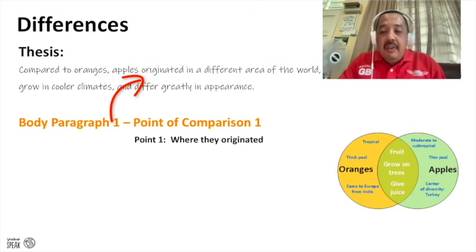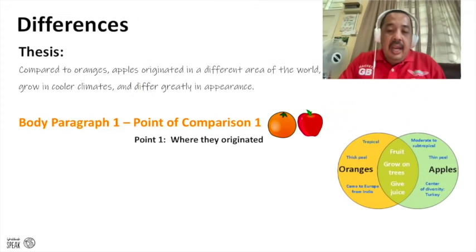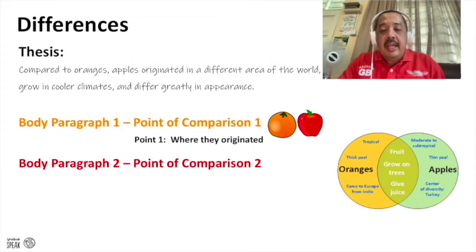It has to be the first body paragraph, so there's no confusion, and it flows nicely for the reader. Now you mention the orange first, and then you mention the apple. Remember, here in our thesis we mention our orange first and then our apple. We have to be really careful with order in the comparison and contrast essay.